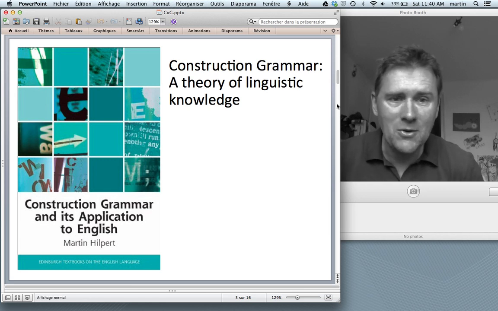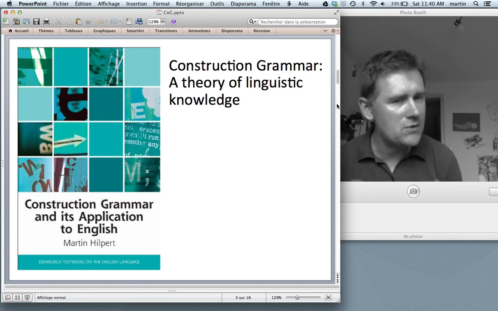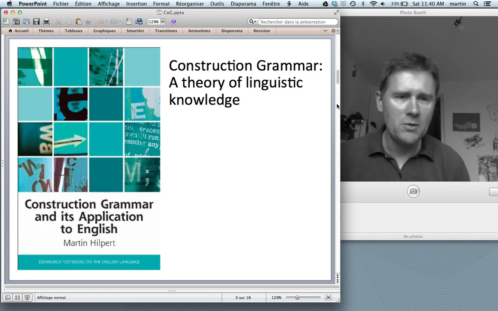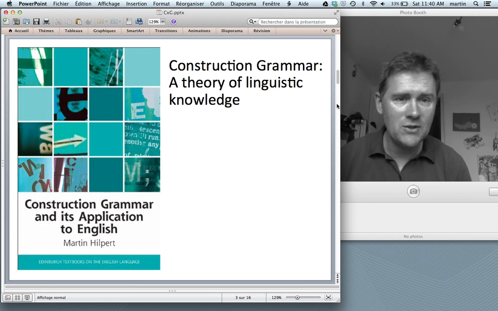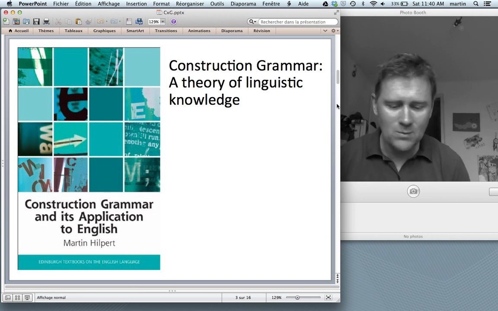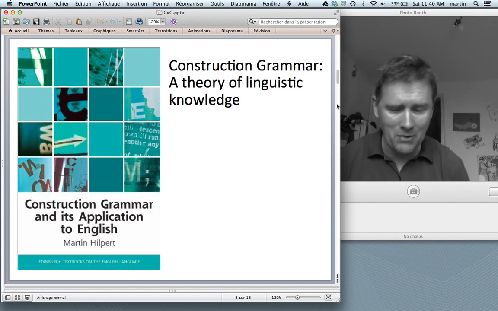Well, it's about construction grammar, evidently. And construction grammar is a linguistic theory. It is a theoretical model of what speakers know when they know a language. And what this theory tries to explain is how knowledge of language is organized in speakers' minds. What is it that you have to know so you can produce language, like I do now, and understand language, like you are doing right now?